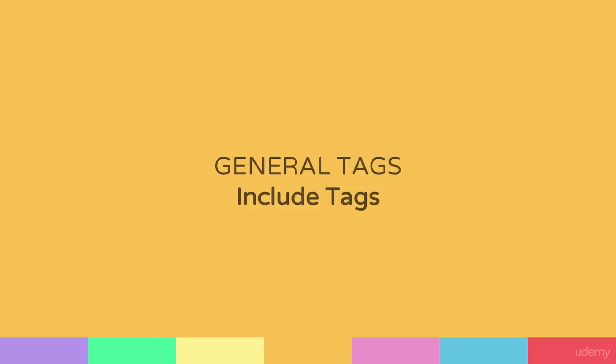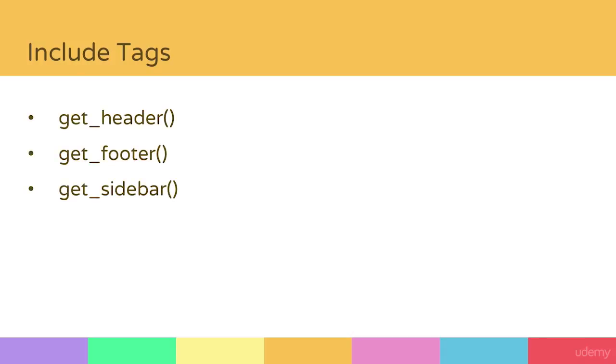The first group of general template tags that we're going to look at are include tags, and we've actually seen a number of these before. For example, the first couple, get header, footer, and sidebar, are ones that we've already seen when we were working with template files, since we needed them to include our template files, we've already used them.